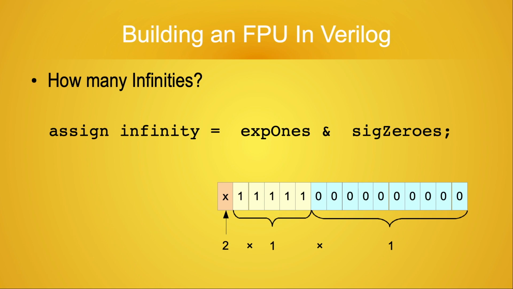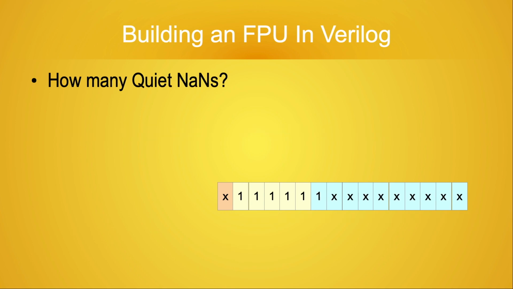If we multiply the number of possible values for the sign bit times the number of possible values for the exponent times the number of possible values for the significand, that is 2 times 1 times 1, and the product is 2. That is, two different infinite values can be encoded, positive infinity and negative infinity. Let's move to something a little harder. How many different quiet NaN values should we expect?